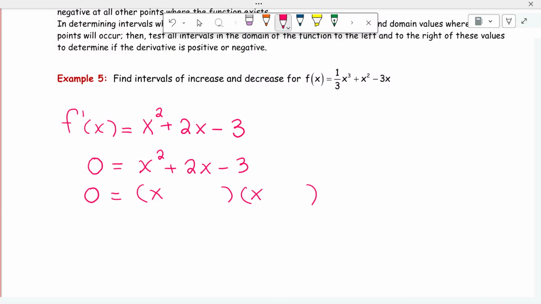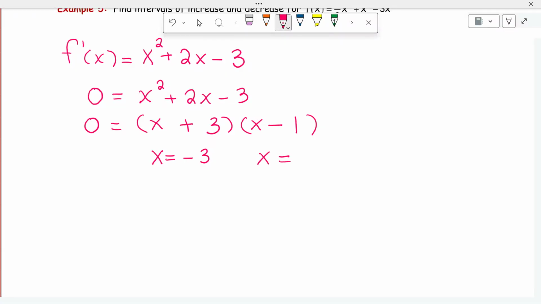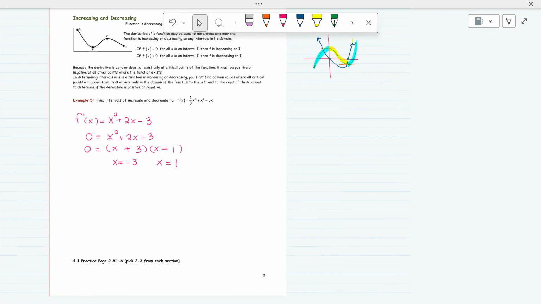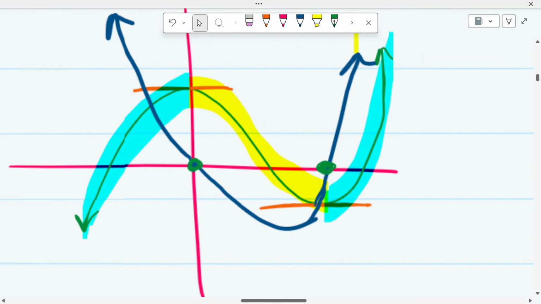And what are the two numbers I'm going to multiply to give me 3? Right, 3 and 1. And the 3 has to be positive, and the 1 has to be negative. So x equals -3, and x equals 1. So basically what I just did, guys, is I found these two critical numbers, right? Obviously this isn't the graph, but that's what I just did, is I found those two critical numbers.